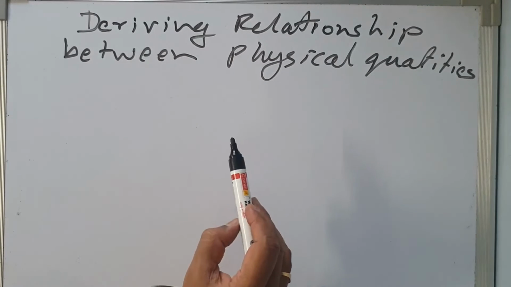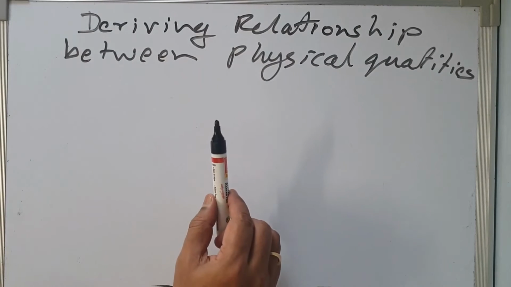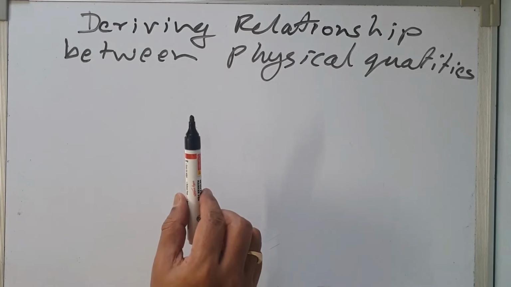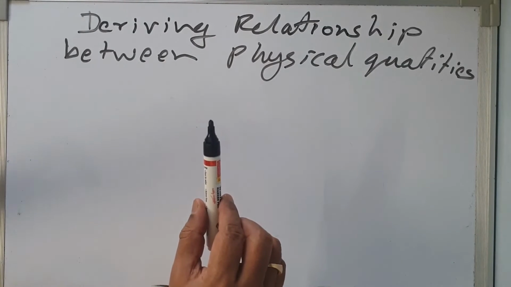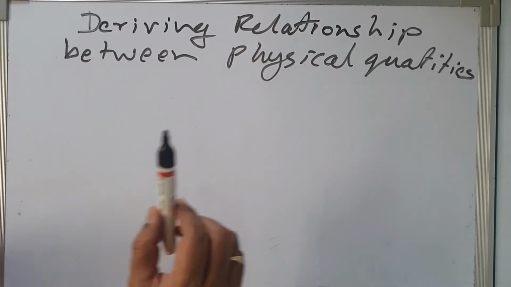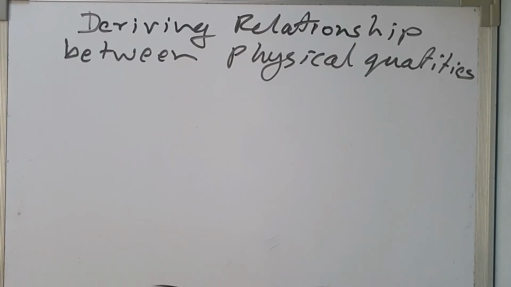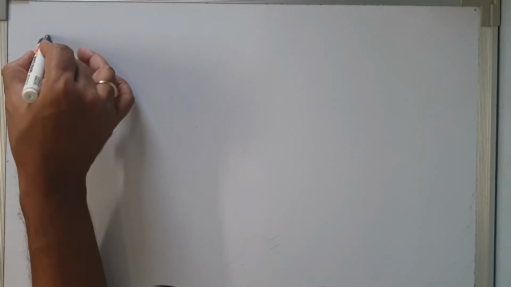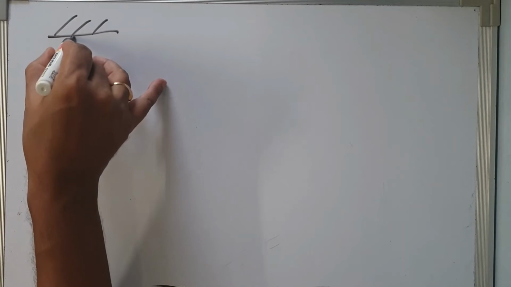Deriving relationship between physical quantities. We should know that a physical quantity depends on other physical quantities. Then how they are related, we are going to find out. Third application. I am explaining that with an example. Here is a simple pendulum.